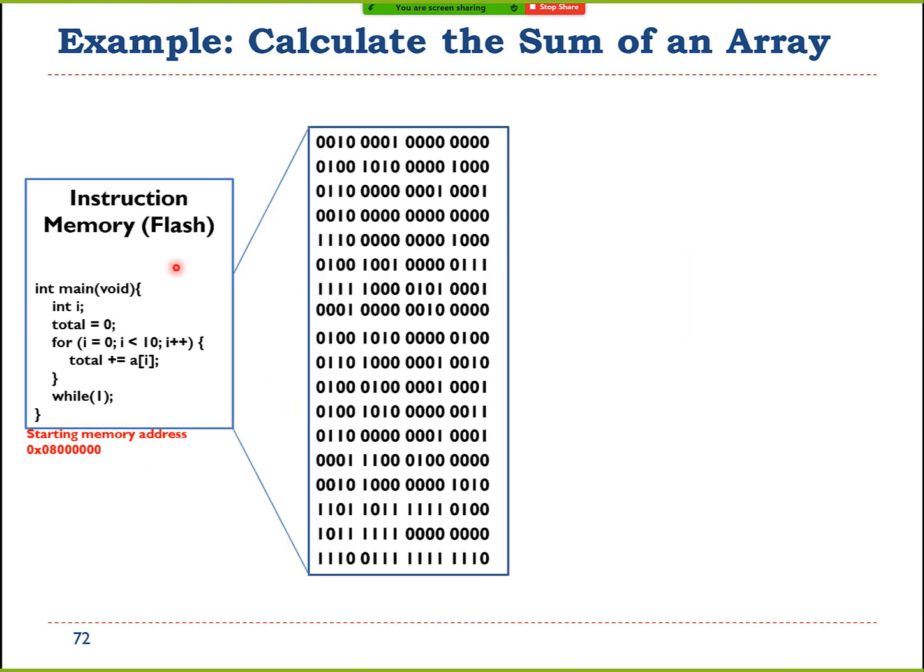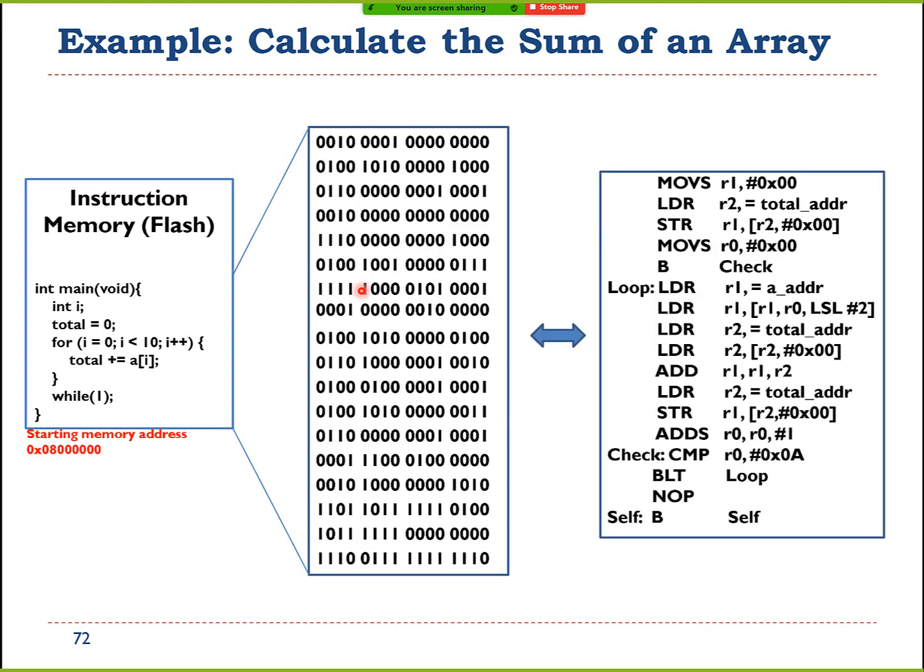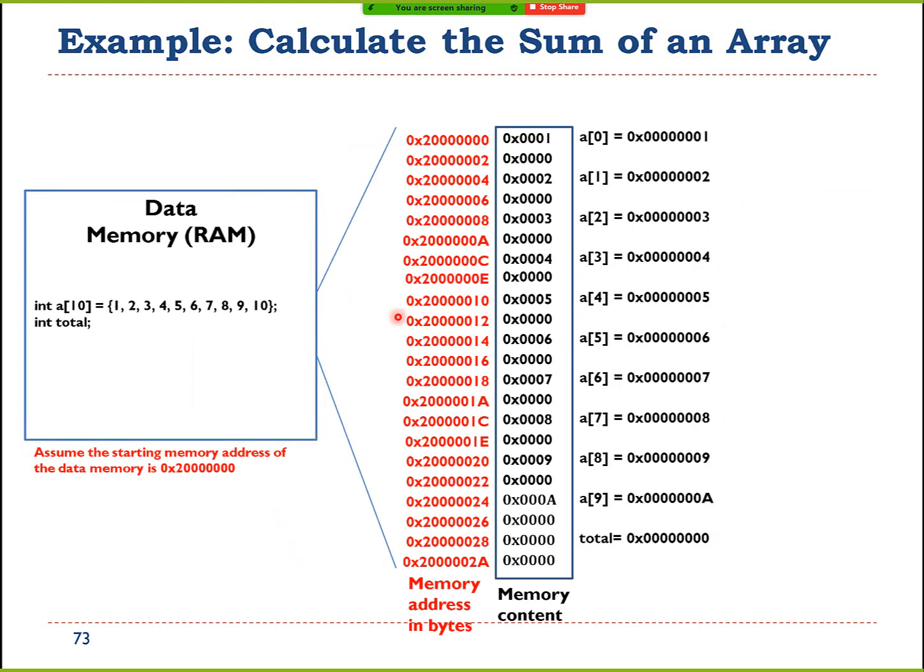So basically, if you look at the instruction memory, this is what you store. Given this code, this is what you store inside this read-only memory, right? These are basically the instructions for this code. This is what you need to do, right? But if you look at the RAM, all this data is inside the RAM, right?